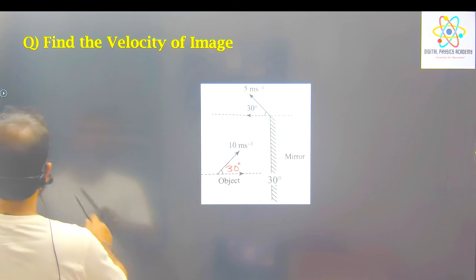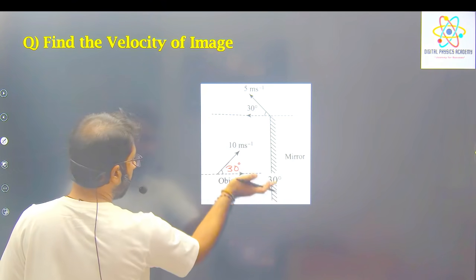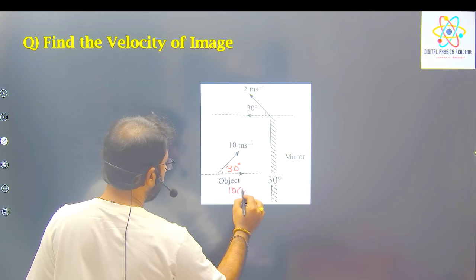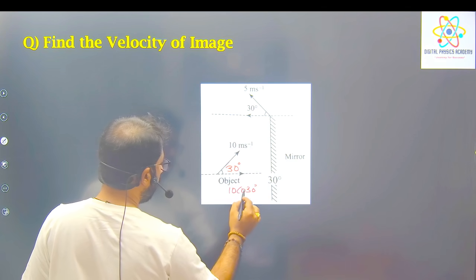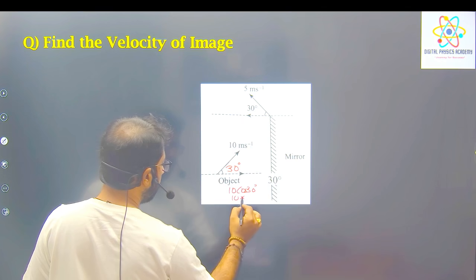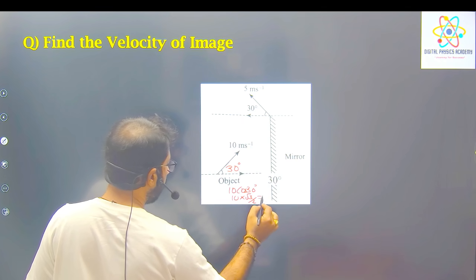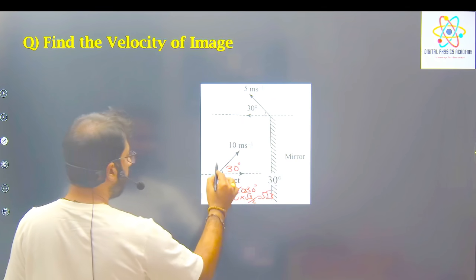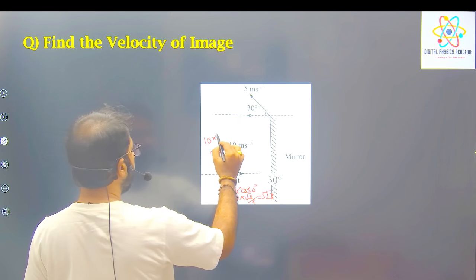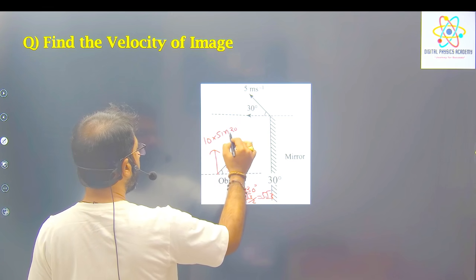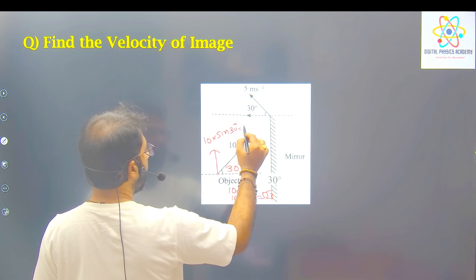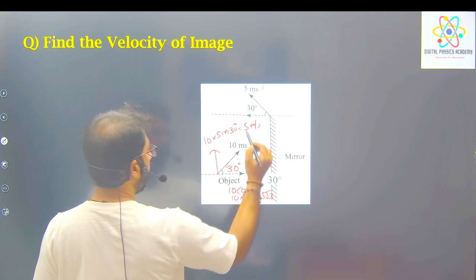Right. How to find? Take the components. What will the component be on this side? 10 cos 30. So 10 into cos 30, which is root 3 by 2. So it is 5 root 3. And the vertical component is 10 sin 30. 10 into 1 by 2 is 5. Okay, we have split it up.